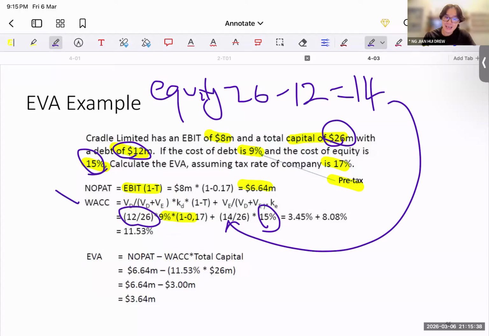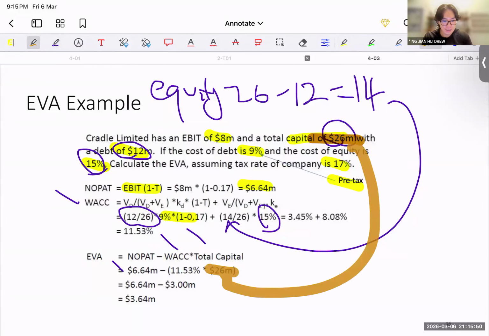With your WACC and our NOPAT, we can calculate our EVA, right? We just take NOPAT minus WACC times total capital. Total capital, again, I will highlight to you, is 26, which is this thing here. And this is your EVA calculation.